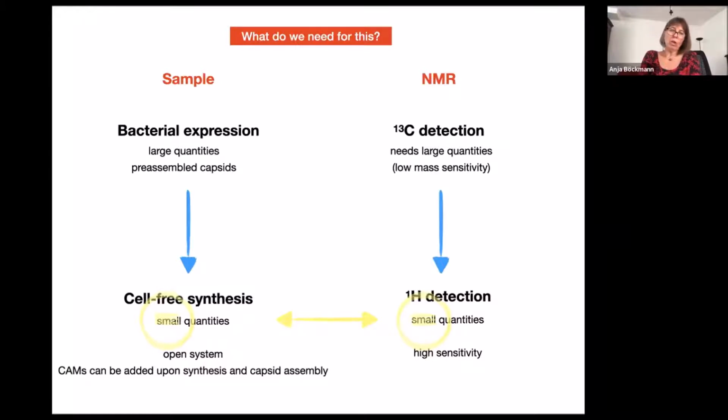So we also need to change our NMR approach, because we work most often with C13 detection still, which needs large quantities, but often we have them since the E. coli produce them. C13 detection has a low mass sensitivity, as you know from solution NMR also, where mostly proton detection is used. And you probably know also that solid state NMR can use proton detection by going to faster and faster magic angle spinning rates. And the important advantage in this context is that proton detection allows us to work with the small quantities we get from cell-free synthesis.